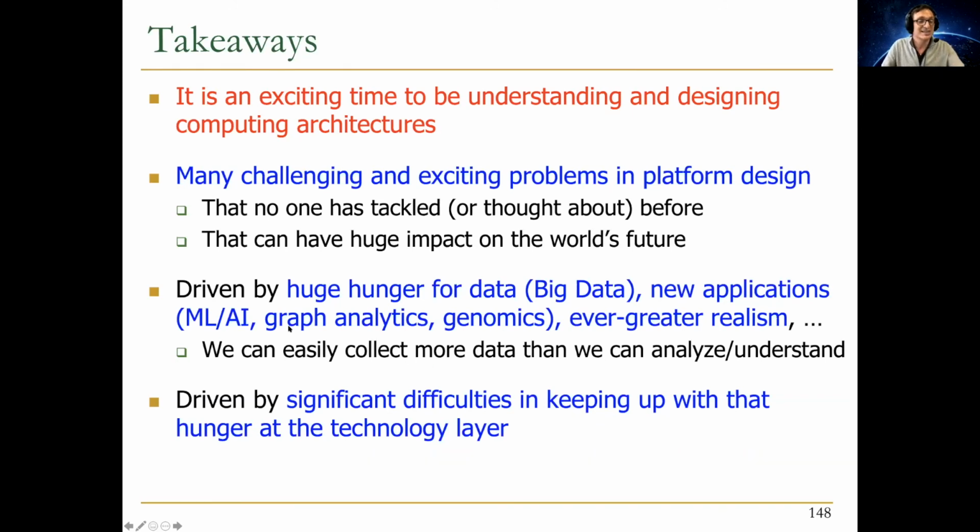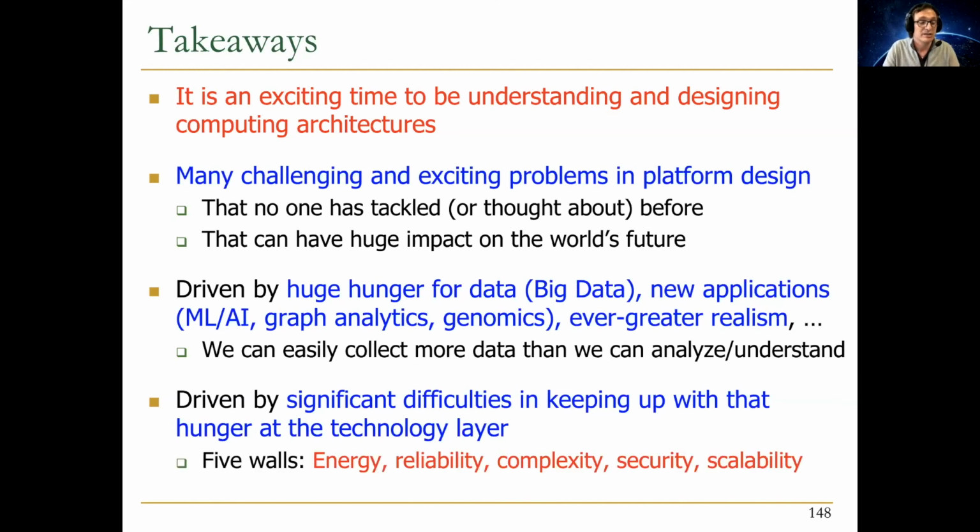At the lower level, this is top down. At the lower level, bottom up, we're experiencing significant difficulties in keeping up with the demands of the workloads at the technology layer. There are energy problems, reliability problems, complexity problems, security problems, scalability problems. And basically, that's why we need to consider both the top, workloads, algorithms, etc., and system software, etc., and the bottom, which is really the devices, circuits, logic, and architecture is right in the middle of all of that. It really enables you to bridge the gap between algorithms and the devices, such that you can exploit the capabilities of both in the best ways.